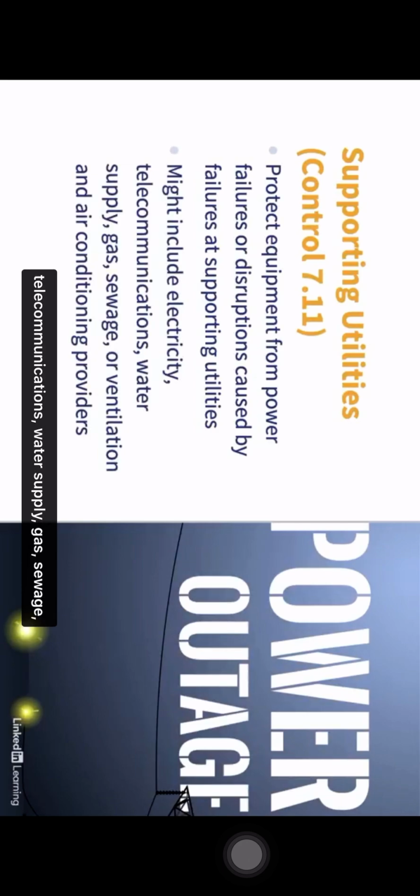We'll start with Control 7.11, Supporting Utilities. This requires your organization to protect equipment from power failures or disruptions caused by failures at supporting utilities. Supporting utilities might include electricity, telecommunications, water supply, gas, sewage, and ventilation and air conditioning providers.